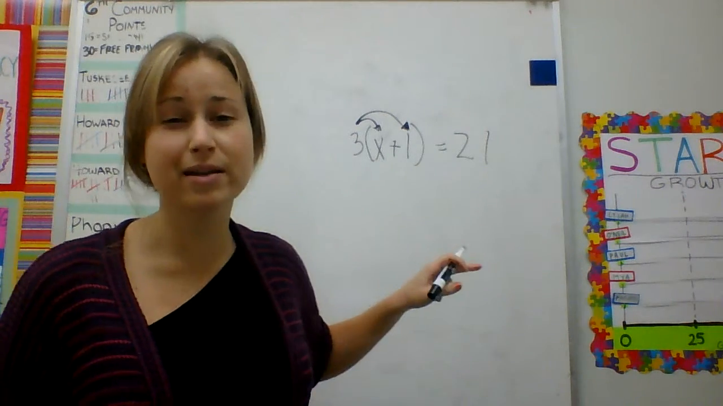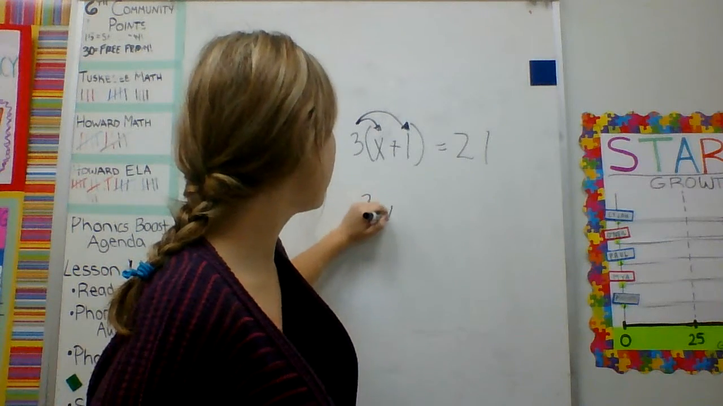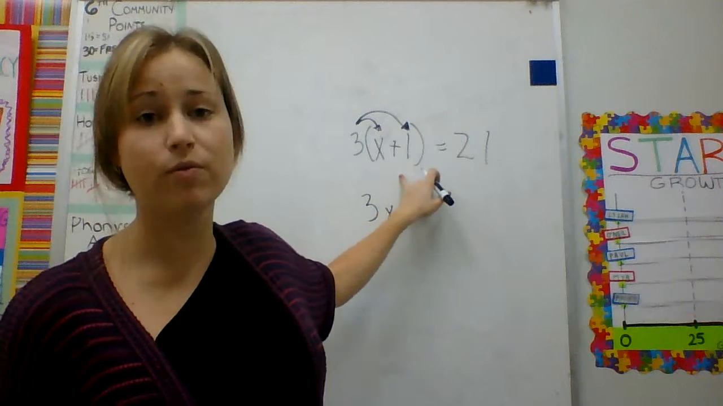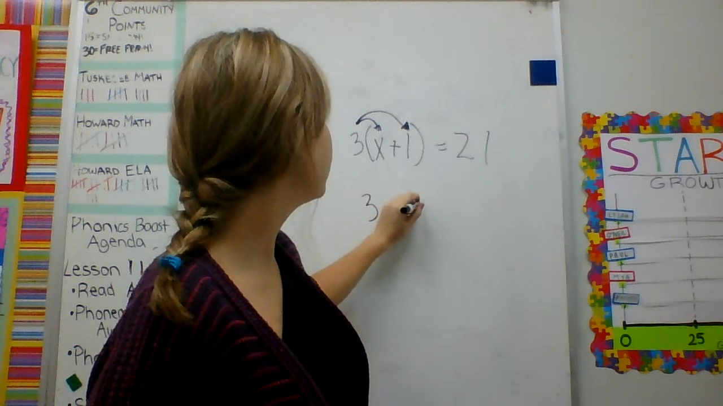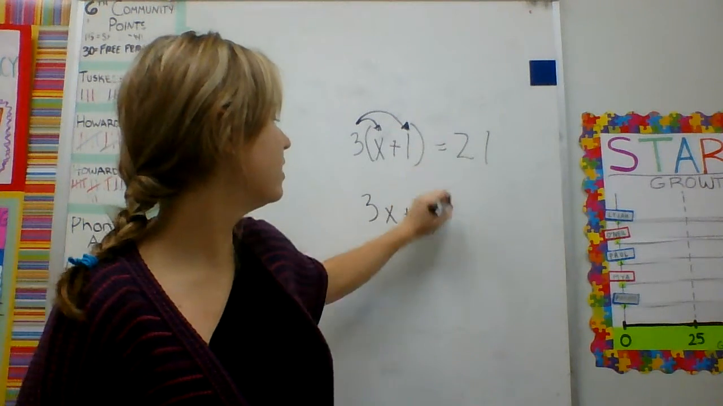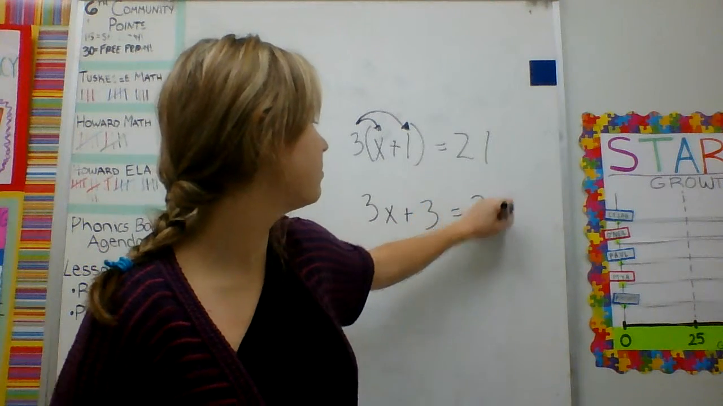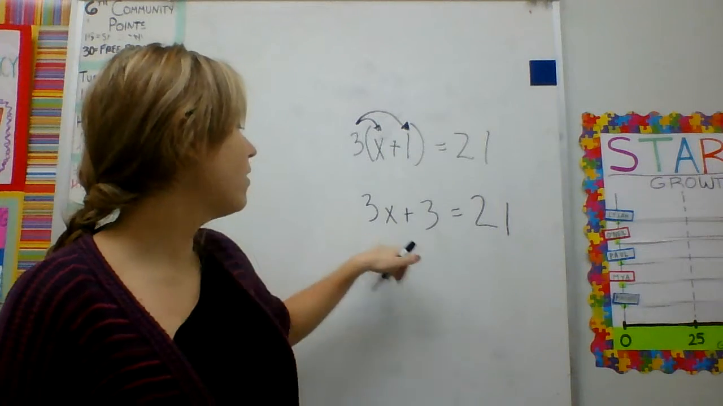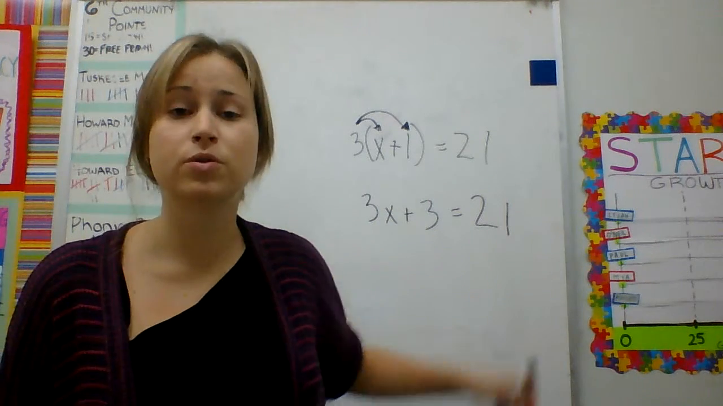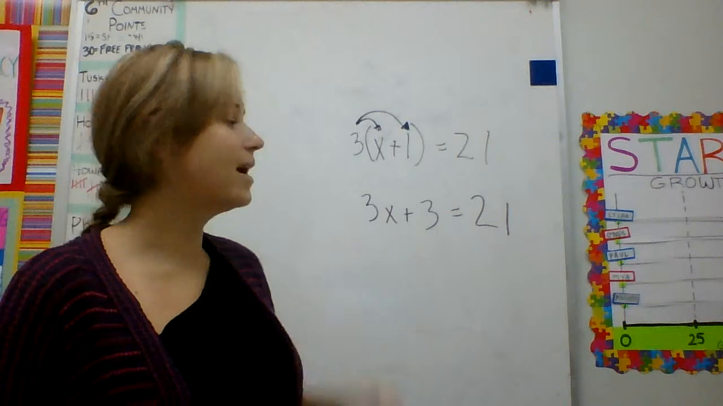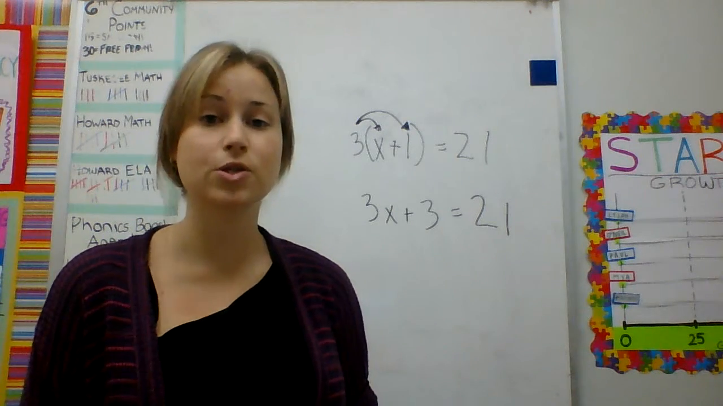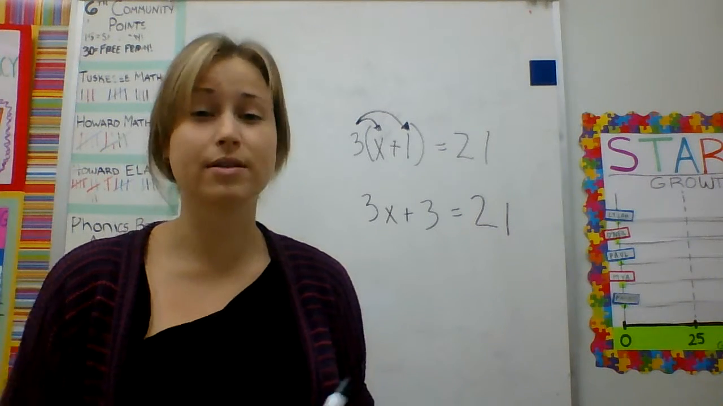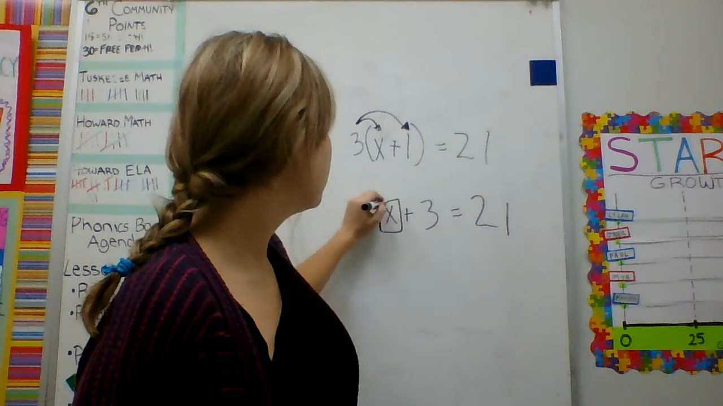3 times x is just 3x. 3 times positive 1 is just positive 3. And then I just bring down my equal sign and bring down my number after my equal sign because nothing has changed with that so far. So now I have 3x plus 3 is equal to 21. And this is exactly what we were working on yesterday when we were just solving basic two-step equations. So now, the goal when I'm solving equations is to just get x on its own, or whatever my variable is.